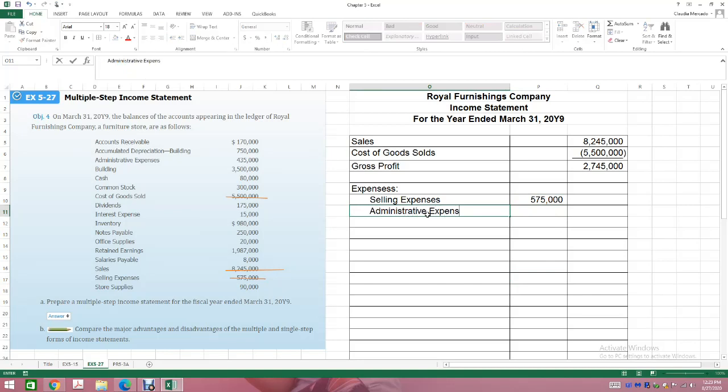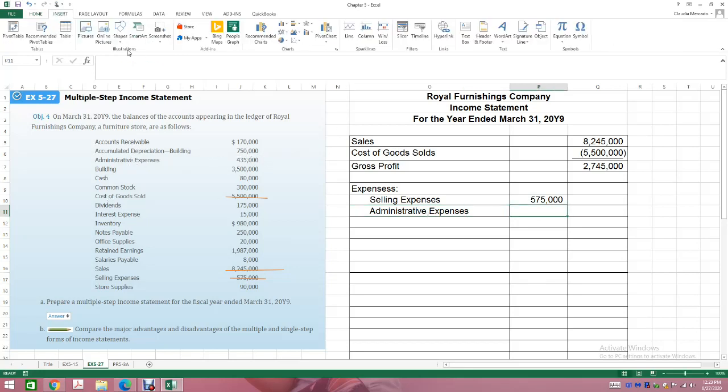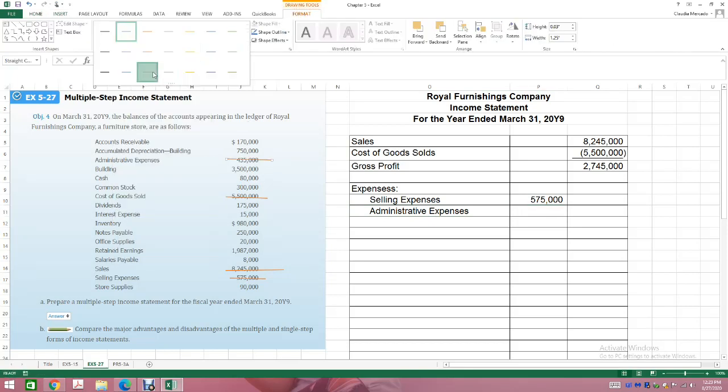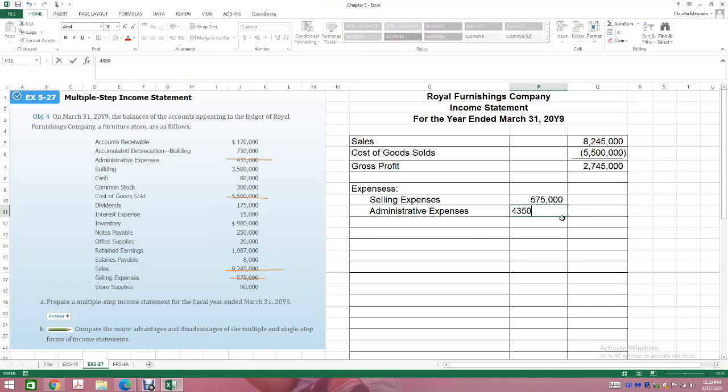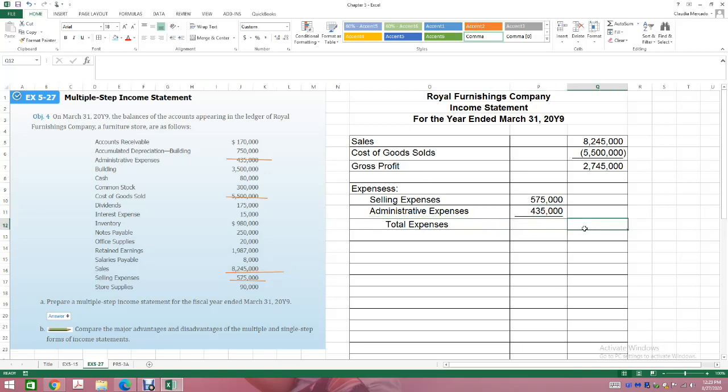And then I'm going to have my administrative expenses. And my administrative expenses are $435,000. So I'm going to add those together to get my total expenses. Because these are expenses, this is money that I spend, it's going to be in a minus sign or in parentheses, okay?